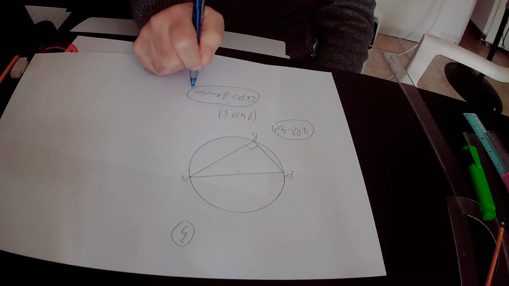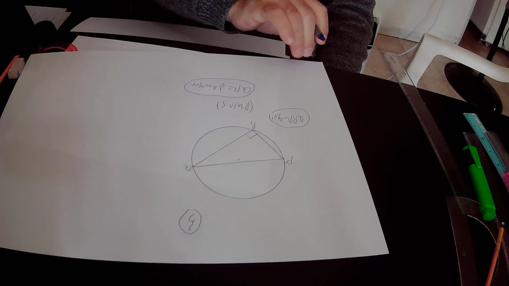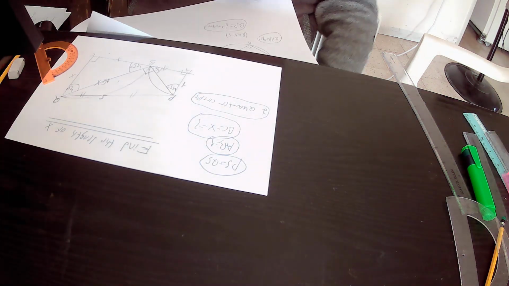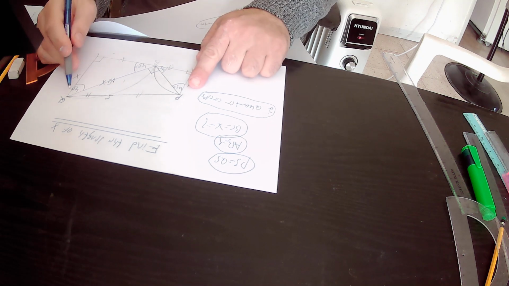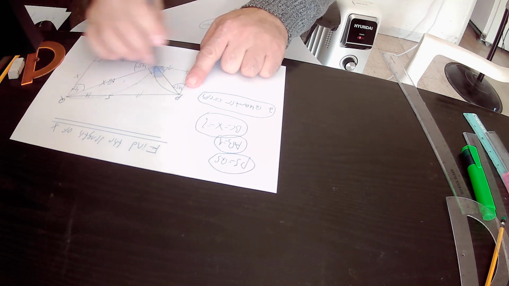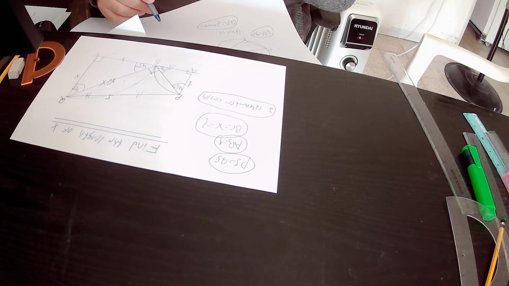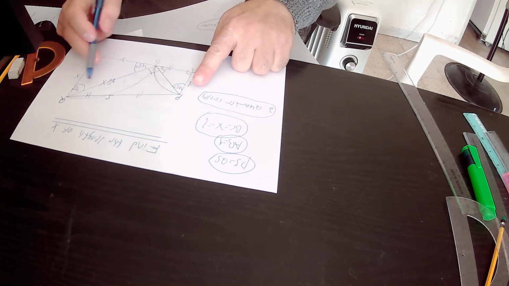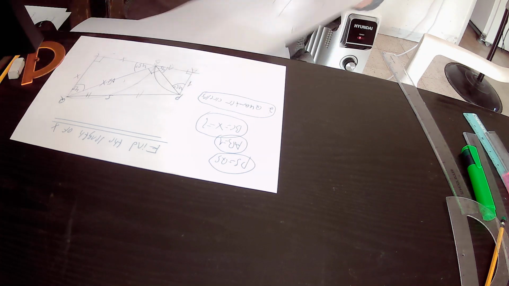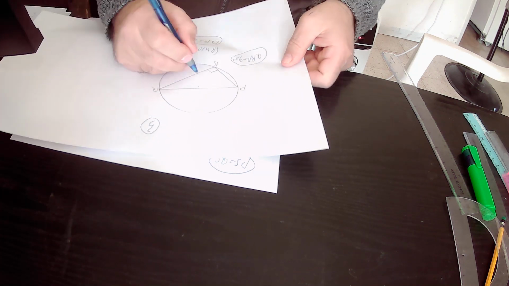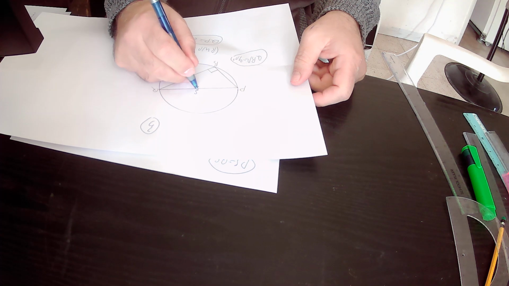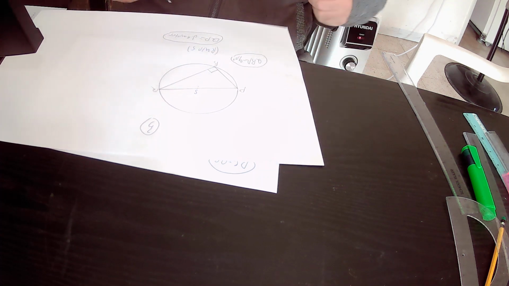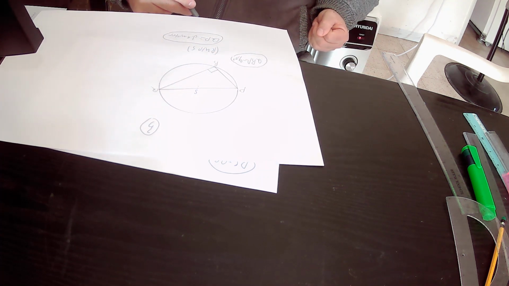Okay, chord QP is the diameter of the circle. So here, QP is the diameter of the circle. And we know that PS equals SQ. Here, this is point S. It is given in the question that PS equals SQ.